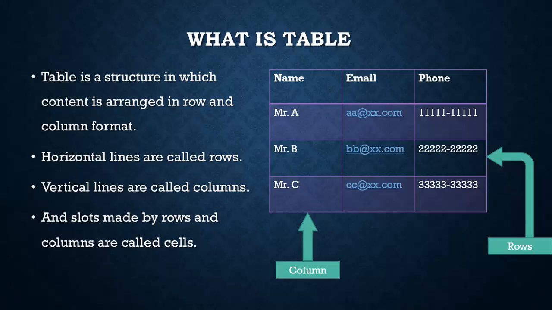In this format, horizontal lines represent rows and vertical lines represent columns, and the intersection of rows and columns creates a cell. As you can see in the figure shown on your screen, there are three columns marked with name, email and phone number. Each column represents a single unit of information, whereas each row in the table represents the information about a person. In this way, this table represents the information of three persons.